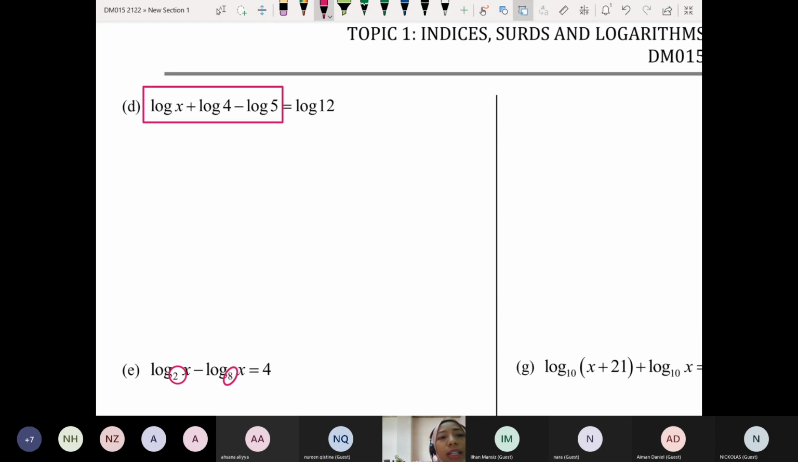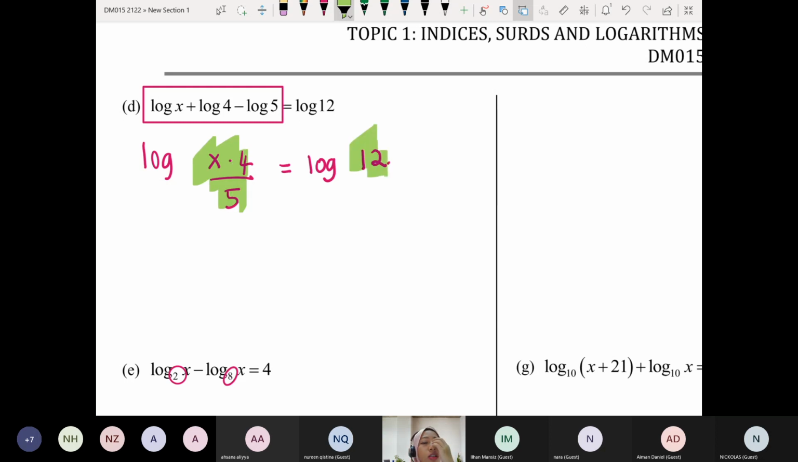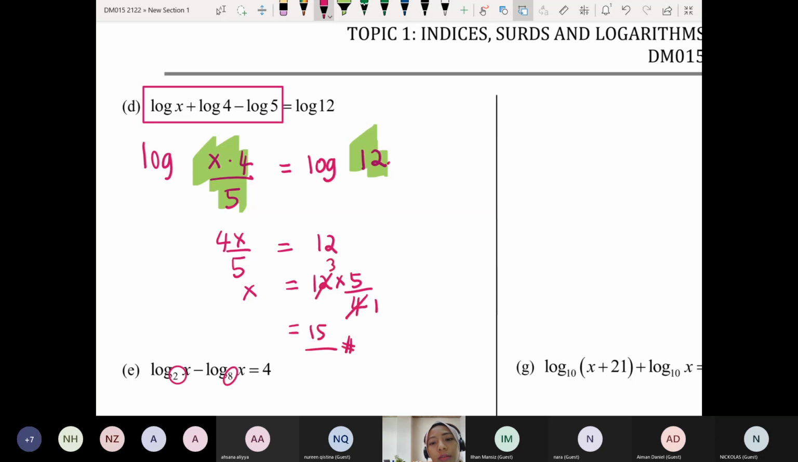So ini apa yang you buat adalah log X times 4. Ini minus, so dia jadi 5. Ini adalah log 12. Okay, you are comparing this and this because log dekat depan tu dia sama. So apa yang you buat adalah 4x over 5 equals to 12. So x equals to 12 times 5 over 4. You get 15. Boleh?